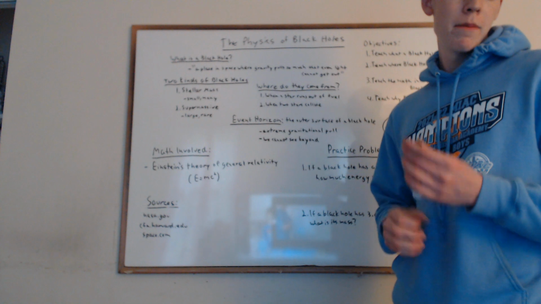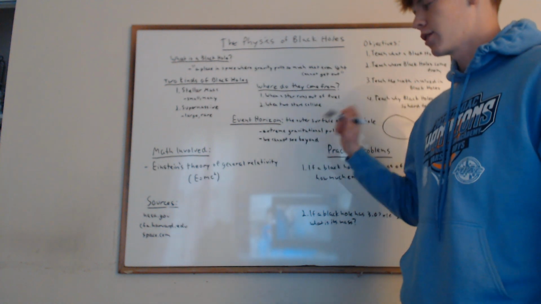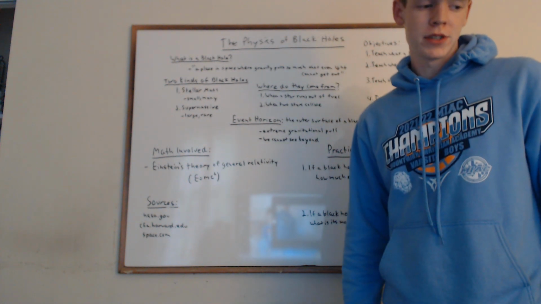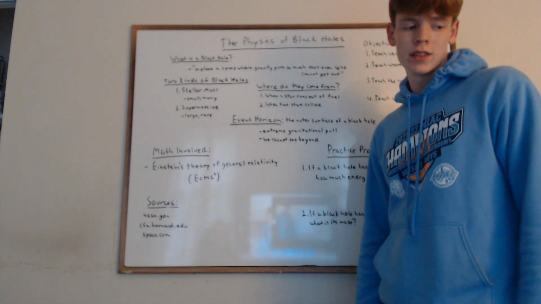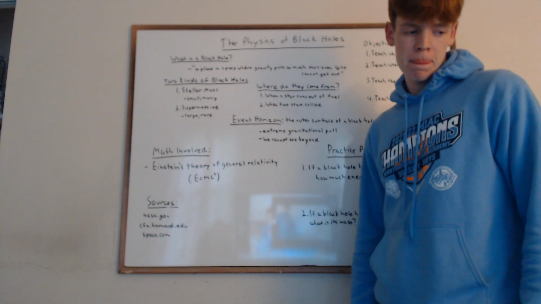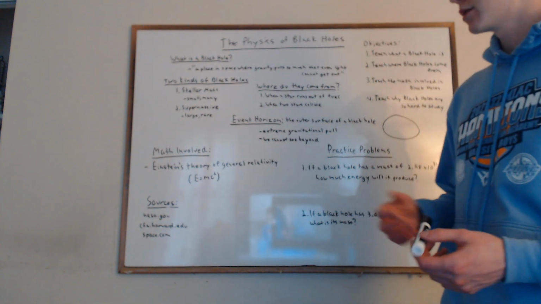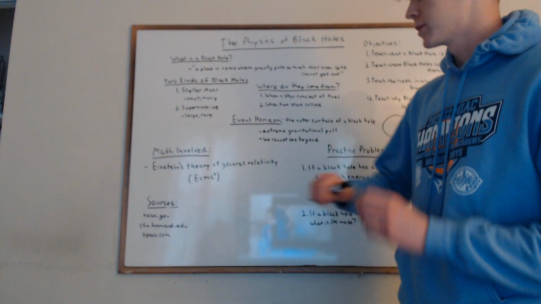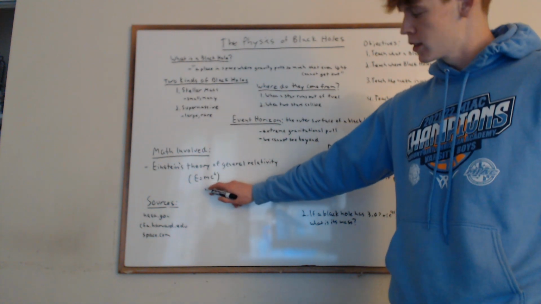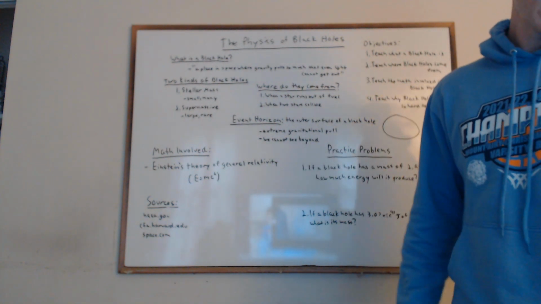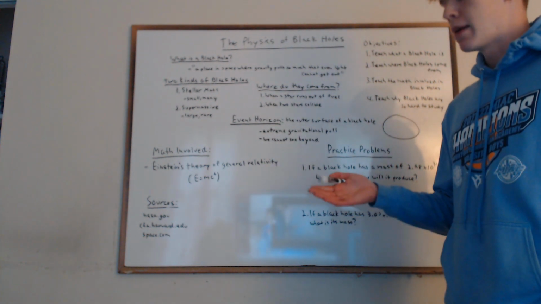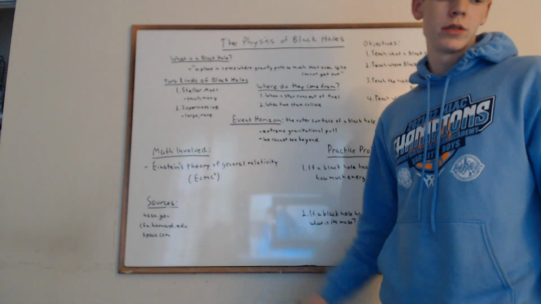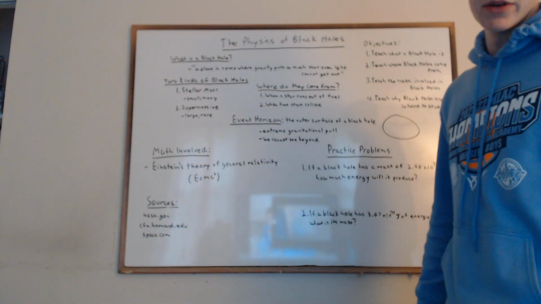The math in black holes is heavily dependent on Einstein's theory of general relativity, which states that what we perceive as the force of gravity arises from the curvature of space and time. And the equation that is derived from this theory is the famous equation E equals mc squared, which I have written here. E represents energy, m is mass in kilograms, and c is the speed of light, 2.99 times 10 to the 8th meters per second.